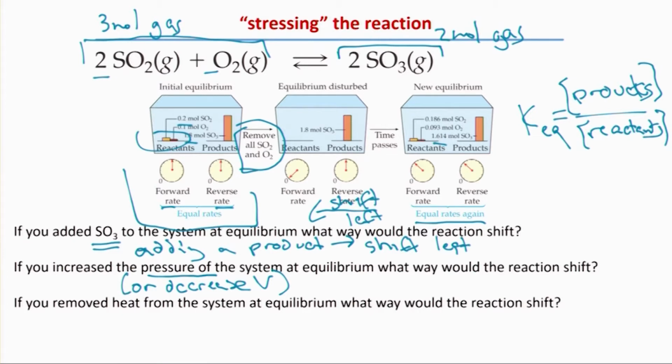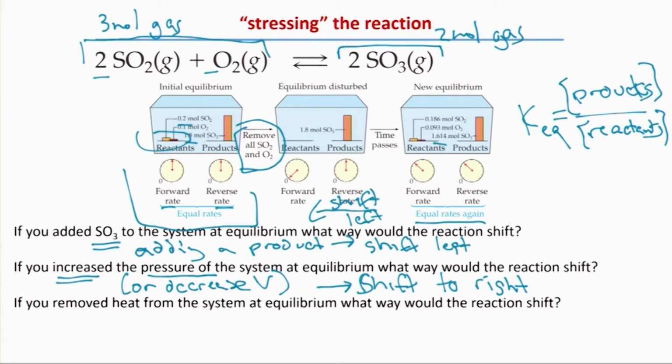If you are increasing the pressure, the system will want to shift either to the right or to the left to decrease pressure. Is there more pressure on the reactant or on the product side? Since there are 3 moles of gas on the reactant side, if you have more reactant, you're going to have a higher pressure. So this reaction will shift to minimize the pressure, and it will shift to the product side, which is the right.